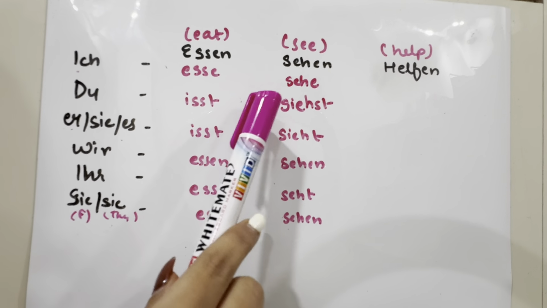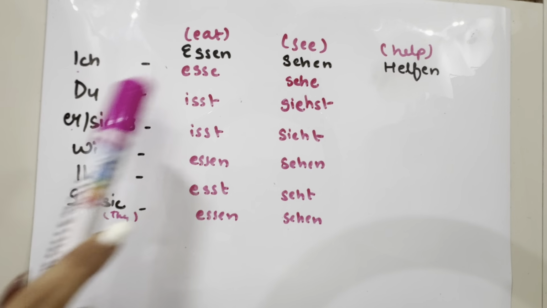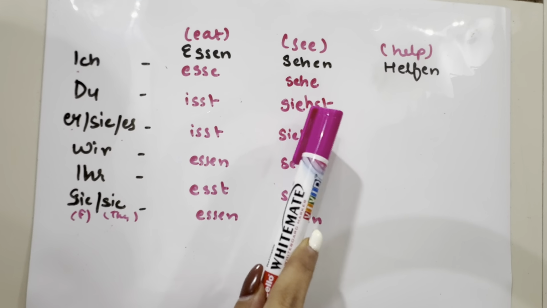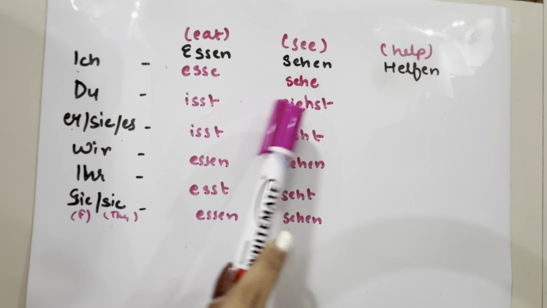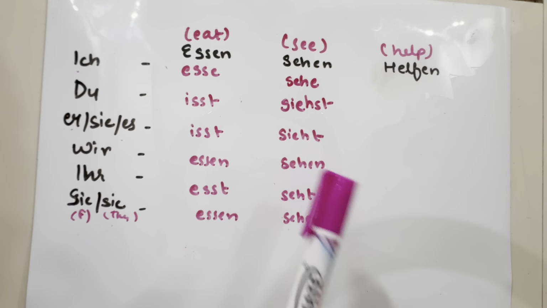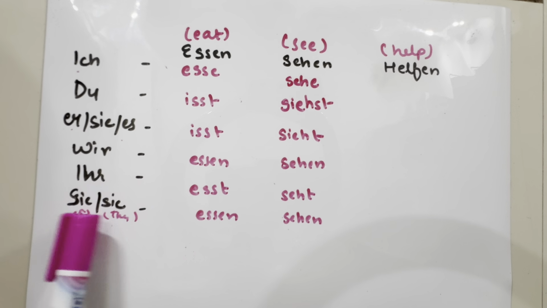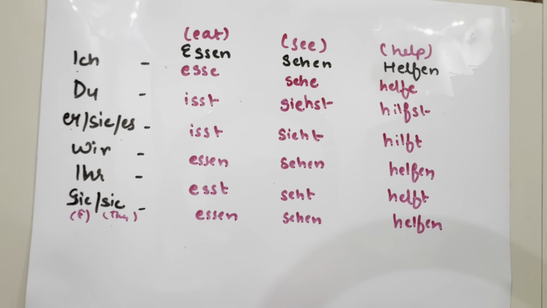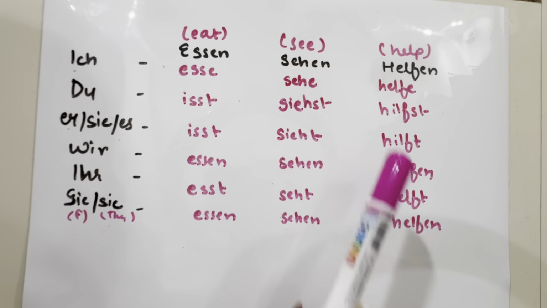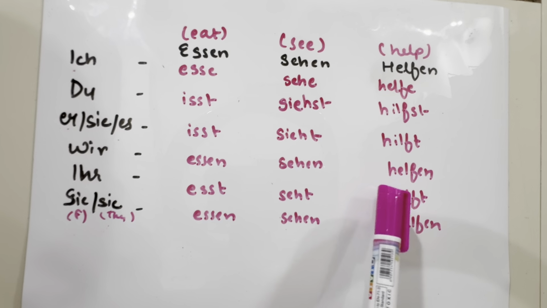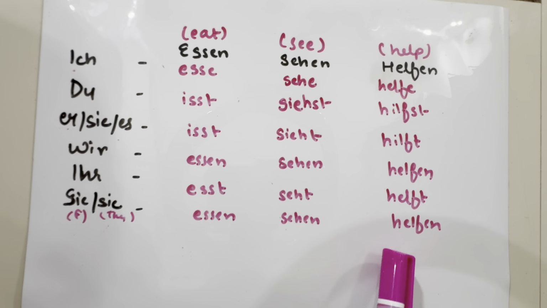Next we are moving on to sehen. So sehen means to see. Ich sehe, du siehst. Remember that whenever there is an I and E together, it is pronounced as E. So siehst. Er, sie, es sieht. Wir sehen, ihr seht, sie sehen. Now moving on to the next verb, helfen, which means to help. So ich helfe, du hilfst, er, sie, es hilft, wir helfen, ihr helft, and sie helfen.